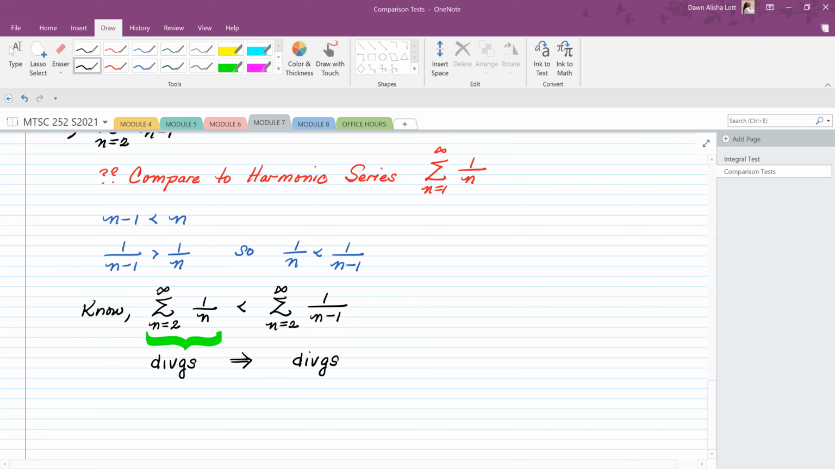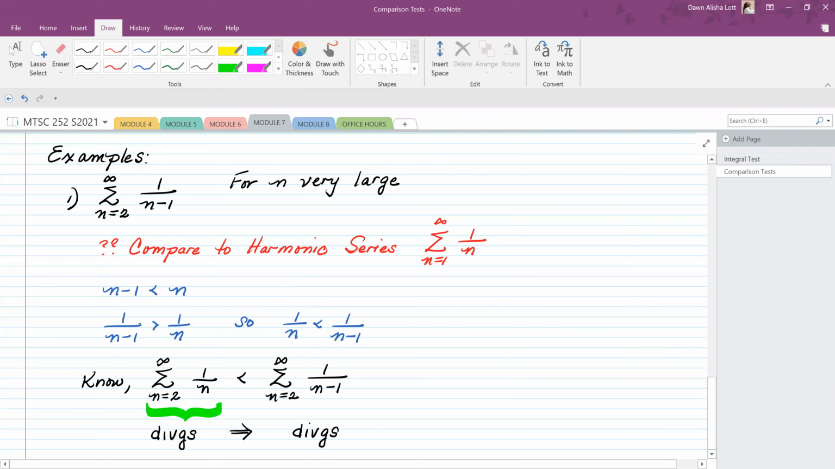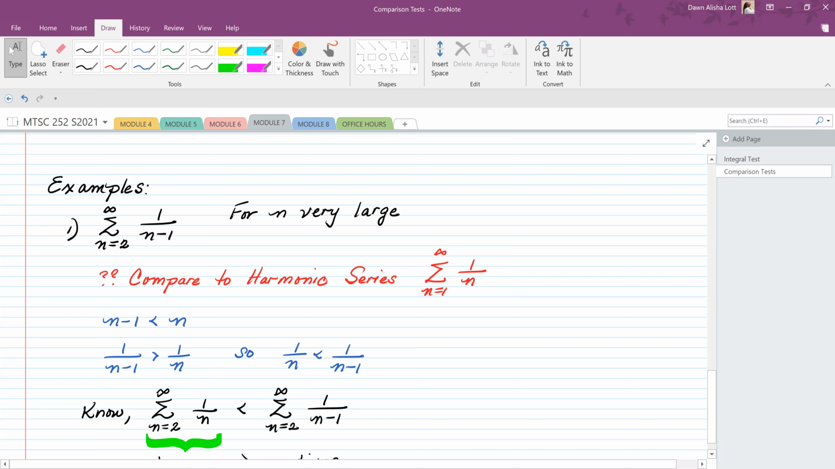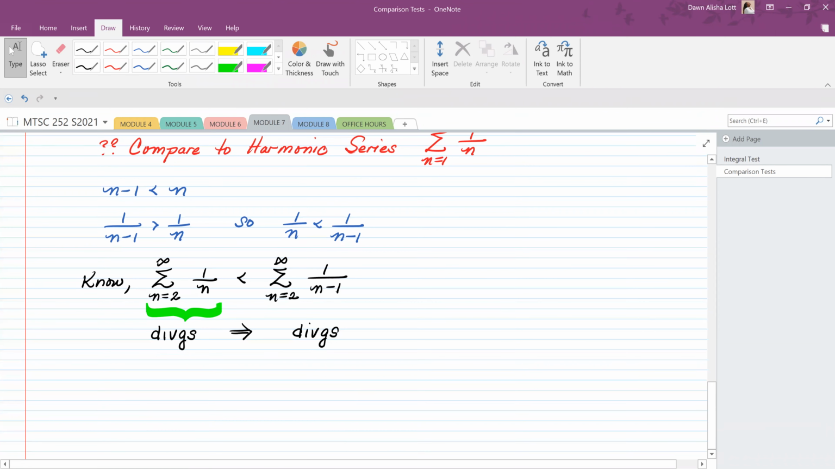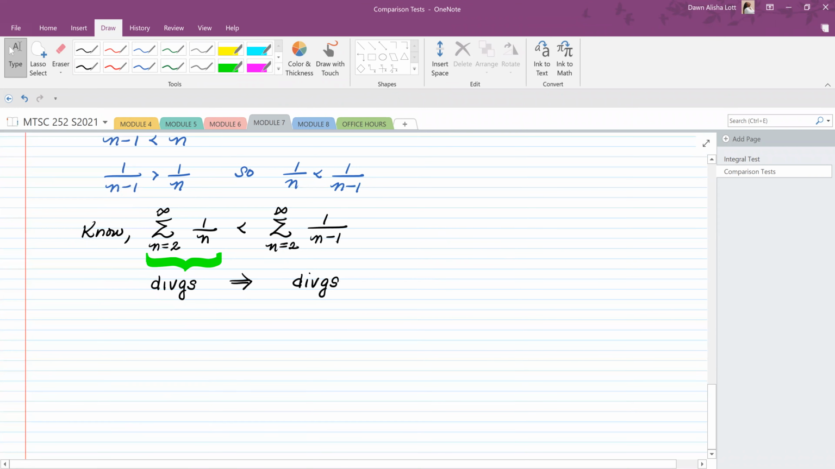So when I'm writing this up, I'm going to use the comparison test, the direct comparison test, because I am directly comparing one series with another. In doing so, I can show that the one series I'm looking at is bigger than the harmonic series. The harmonic series diverges, therefore the second series also diverges. Okay, example 2.